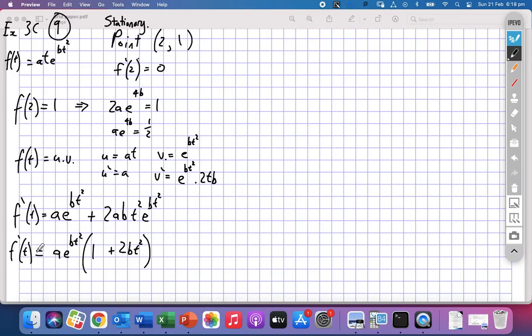Now, we know that we have a stationary point, a maximum, so that if I plug 2 into the derivative function, so let's do that up here.